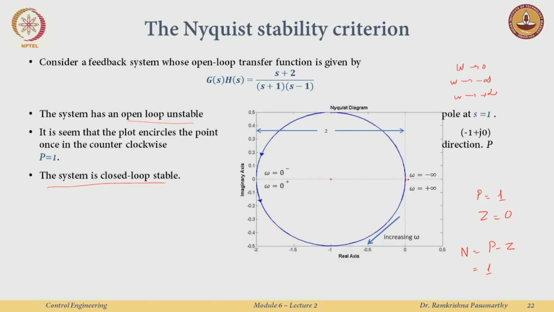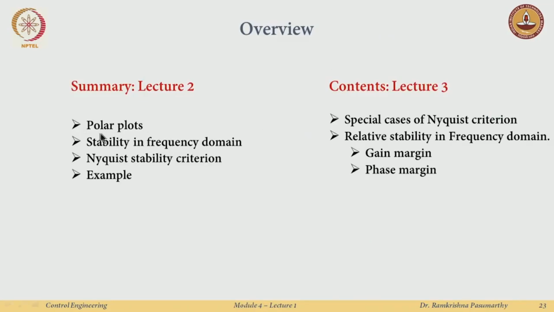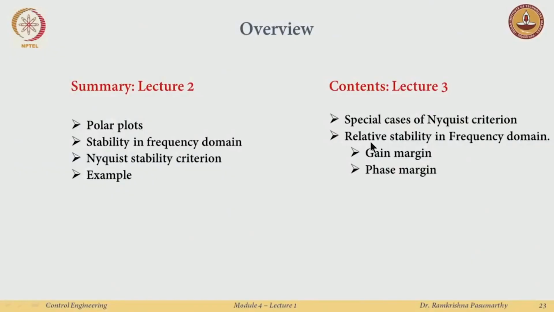Okay. So what we learned so far is polar plots, and we started to define for ourselves the notion of stability in the frequency domain leading to the Nyquist stability criterion. We did a couple of examples, and next we will do some special cases of the Nyquist criterion. What if I hit a singular point, what if there is a pole on the imaginary axis, things like that. Then, everything so far was to do with minus 1 plus j 0, how far I am from minus 1 plus j 0, so we will define relative stability in the frequency domain and introduce the concepts of gain margin and phase margin. Okay, thank you.